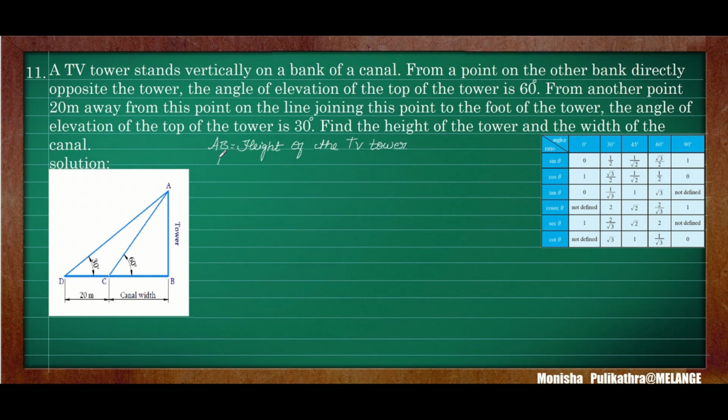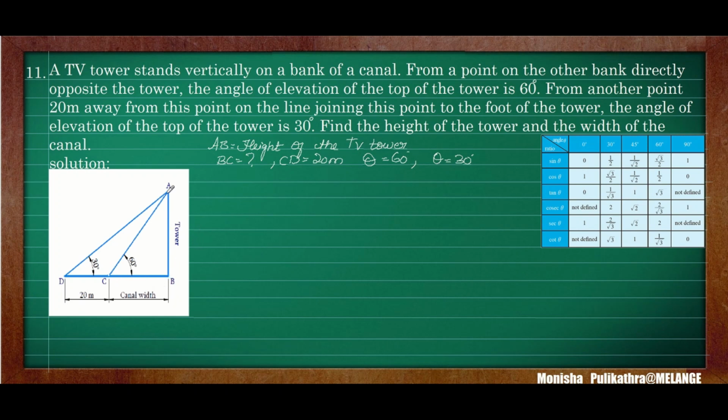So BC length we don't know, CD is equal to 20 meters, and the angles of elevation are one 60 degrees and another 30 degrees. Find the height of the tower and the width of the canal. We need to find the height of the tower and width of the canal.